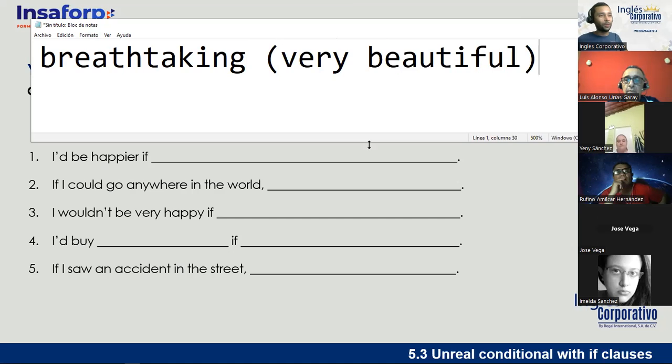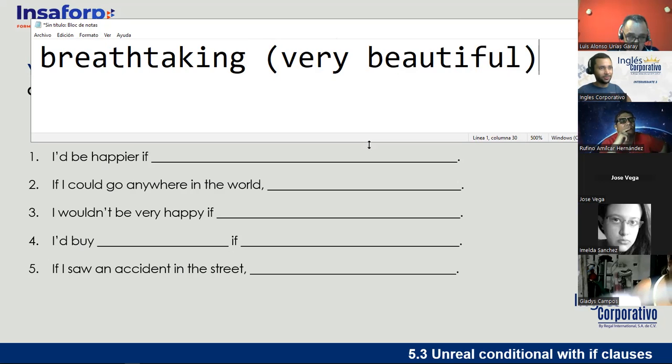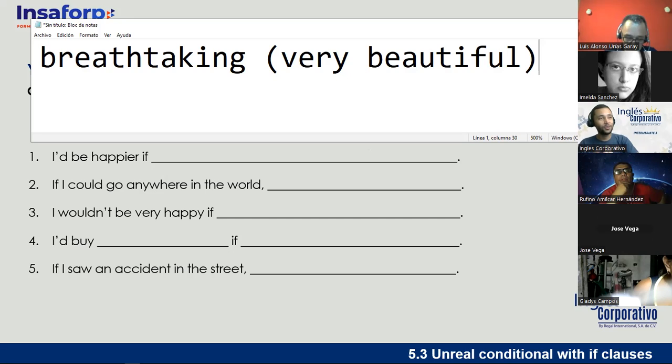Okay, what about number three? I wouldn't be very happy if, o sea, no sería muy feliz. Okay. So Luis Alonso? I wouldn't be very happy if we had more pandemic in the country. Oh yeah, I wouldn't be very happy if the pandemic continued, right? Something like that. Yeah, definitely. Okay, thank you. Imelda?